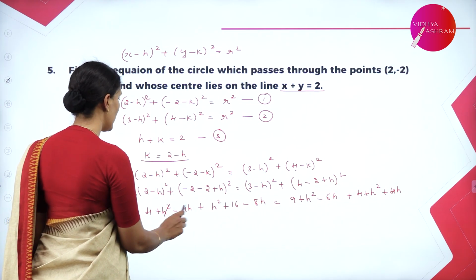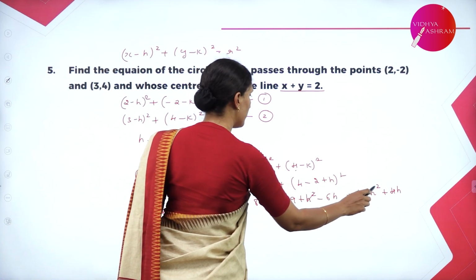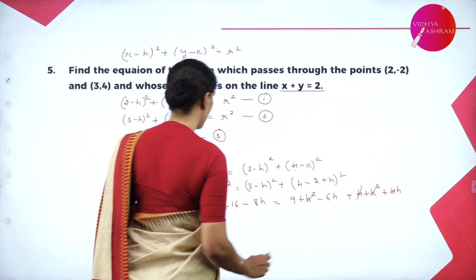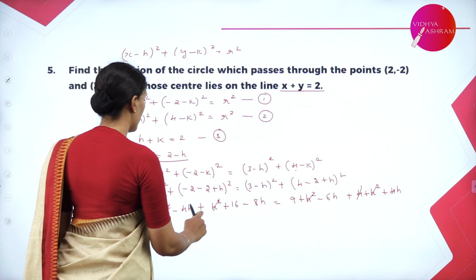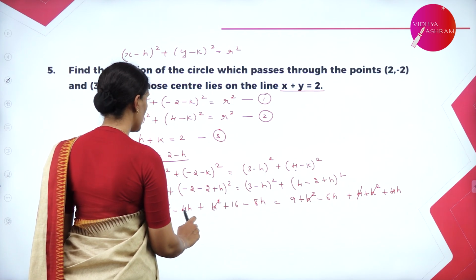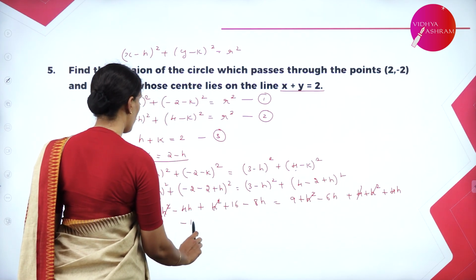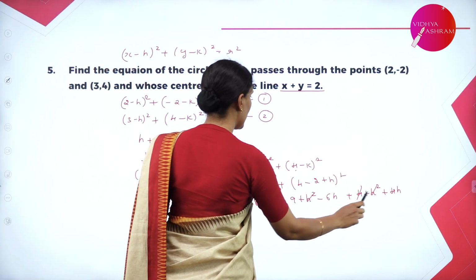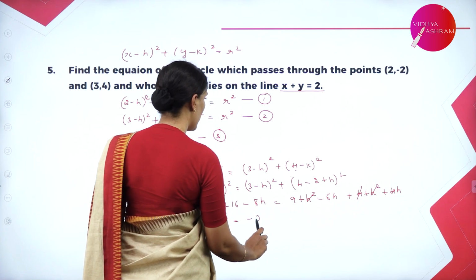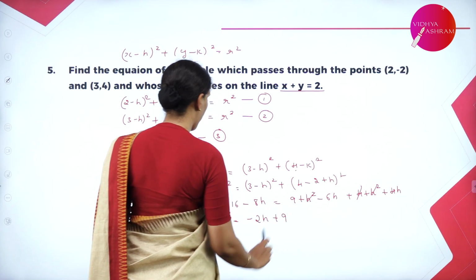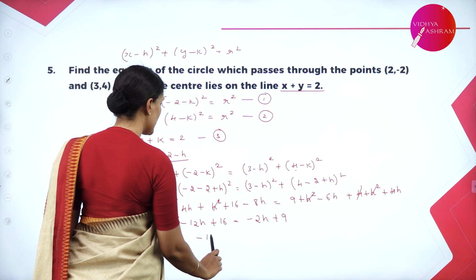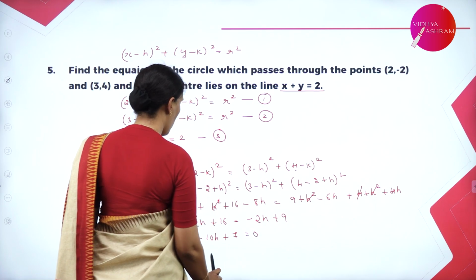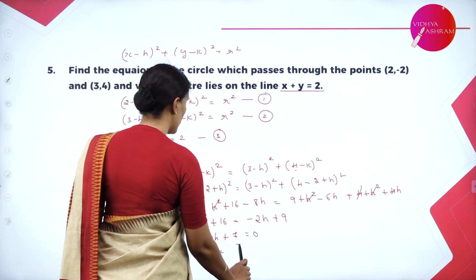So we can cancel h square, h square. Next we can cancel 4, 4. We can also add this. So minus 4h minus 8h is minus 12h plus 16. Next here we have minus 6h plus 4h as minus 2h plus 9. So solving this we'll get minus 10h plus 7 is equal to 0, or h is equal to 7 by 10.